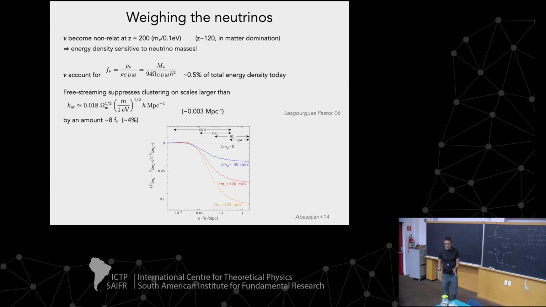So again, to summarize, once the neutrinos are non-relativistic, they change the energy density of the universe by 0.5%. And so you can detect that if you measure BAO to 0.5%. But they also change the growth of structure by a much larger amount, 4%. And so if you can measure this reduction in the matter power spectrum, that's 4% in size, you'll have detected the masses of neutrinos.